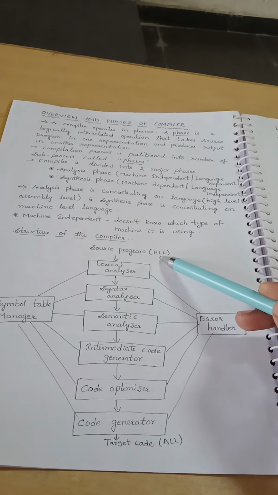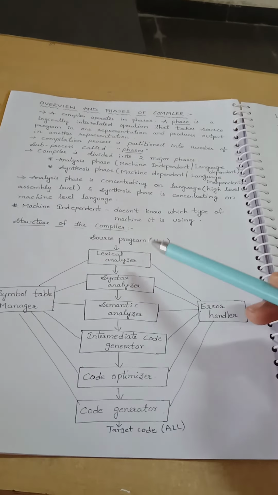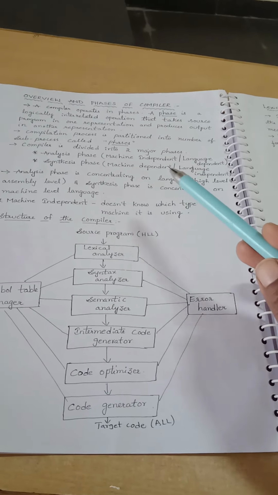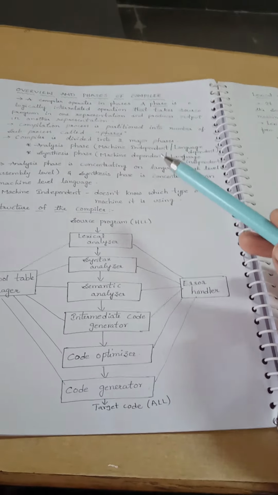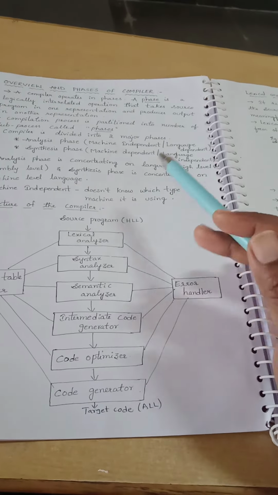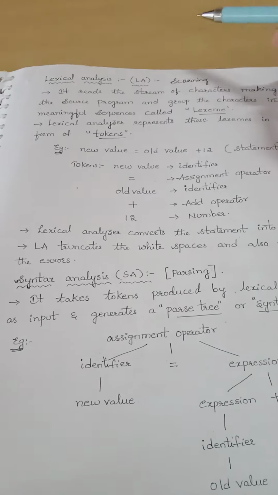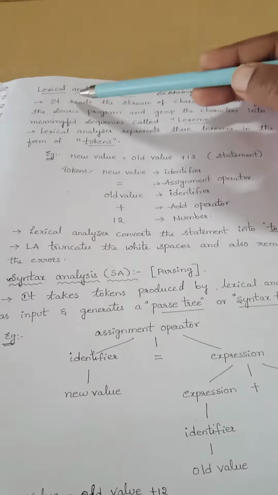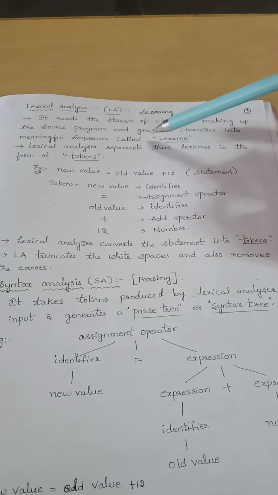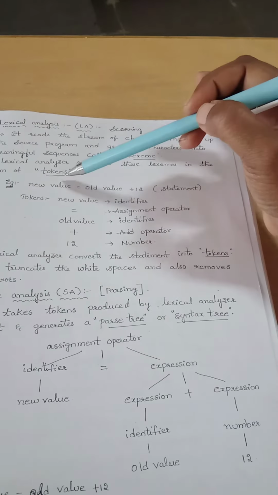In the same way here also, whatever characters exist in the high-level language are considered lexemes. The group of lexemes we call tokens. These tokens have to be checked in the regular expression directory, and if they match a regular expression, then the tokens are generated as the output of the lexical analysis. So the lexical analysis phase reads the stream of characters making up the source program and groups the characters into meaningful sequences called lexemes. The lexical analyzer represents these lexemes in the form of tokens.